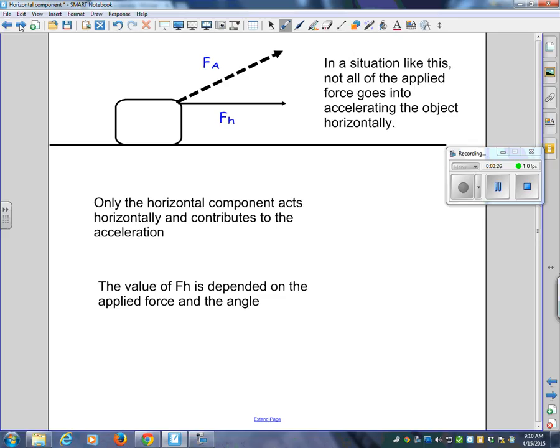I'll post it to Schoology over there if you want to write it down, be my guest. In a situation like this, not all the applied force goes into accelerating the object horizontally. Only the horizontal component acts horizontally and contributes to the acceleration. The value of FH is dependent upon the applied force and the angle. And I sort of went through that with you.